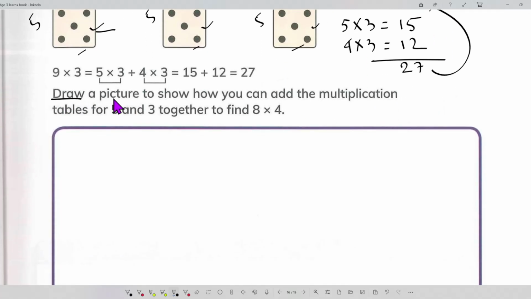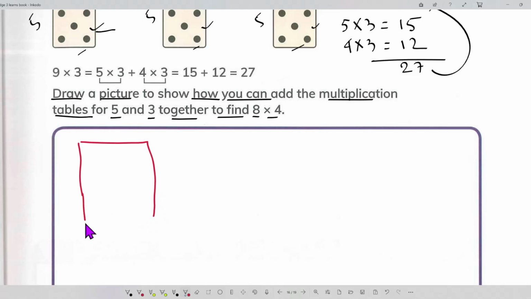Now draw a picture to show how you can add the multiplication tables for 5 and 3 together to find 8 times 4. So first we have to draw. How? Let's say 1, 2, 3, 4 and here is 5 and also 3: 1, 2, 3. Okay, so this is our first picture.